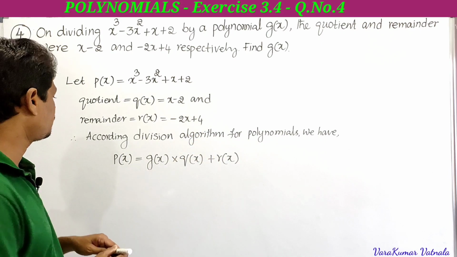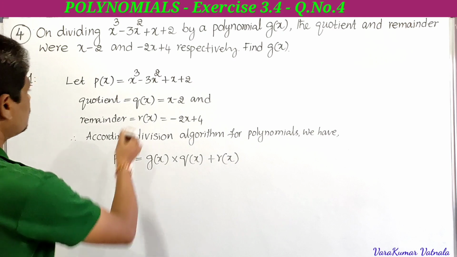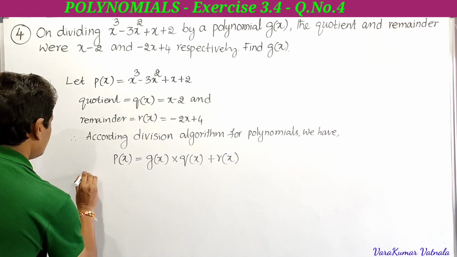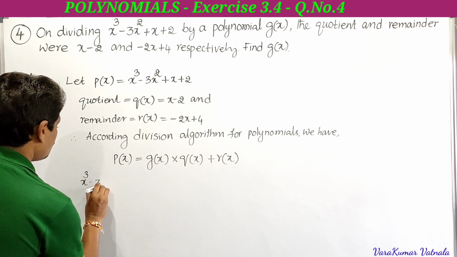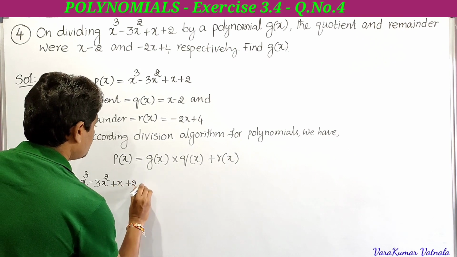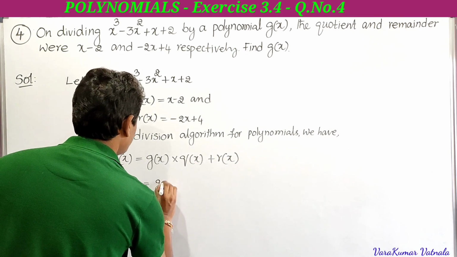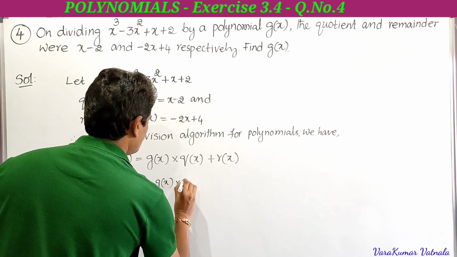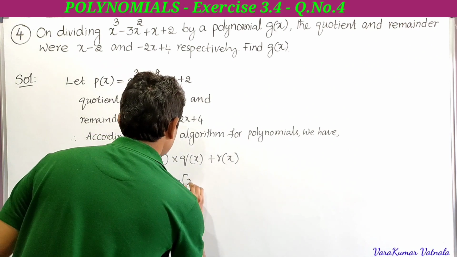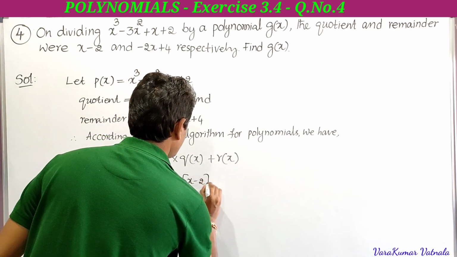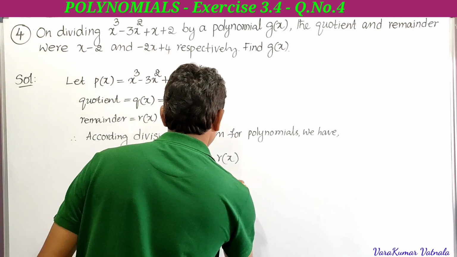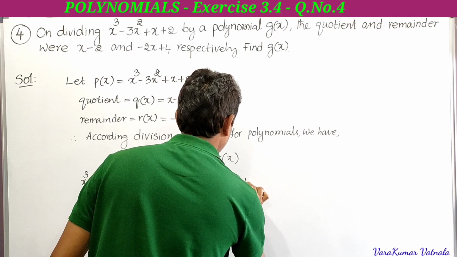So by substituting here we get, p of x is equal to x cube minus 3x square plus x plus 2. So this is p of x is equal to g of x, which we have to find, into q of x, which is x minus 2, plus r of x, which is minus 2x plus 4.